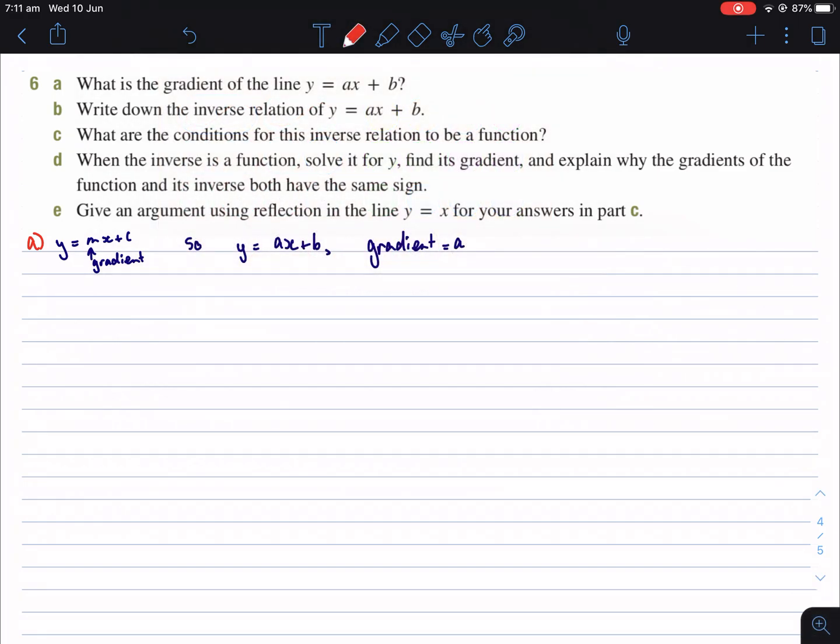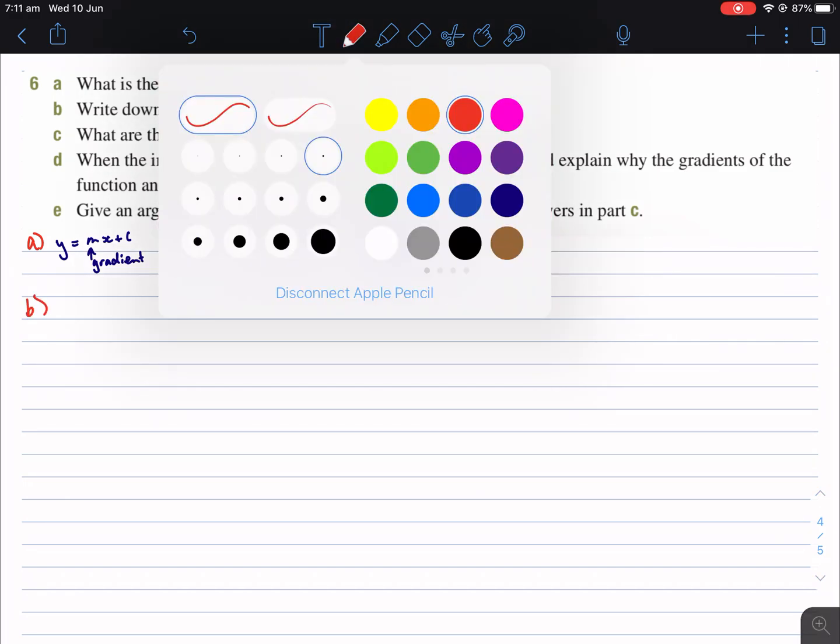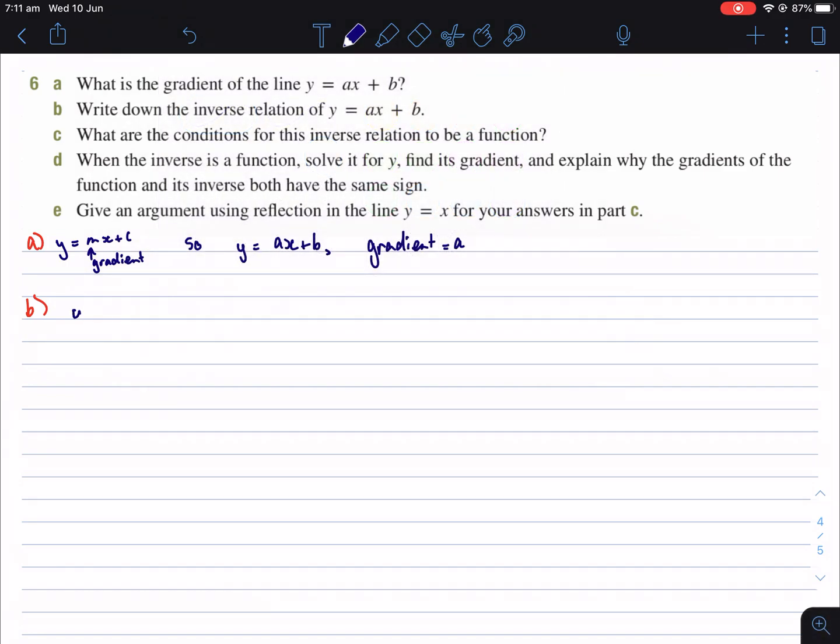Okay, for b, write down the inverse relation. So if I've got y equals ax plus b, swap x and y. So we've got x minus b equals ay, so y equals 1 on a times x minus b on a.